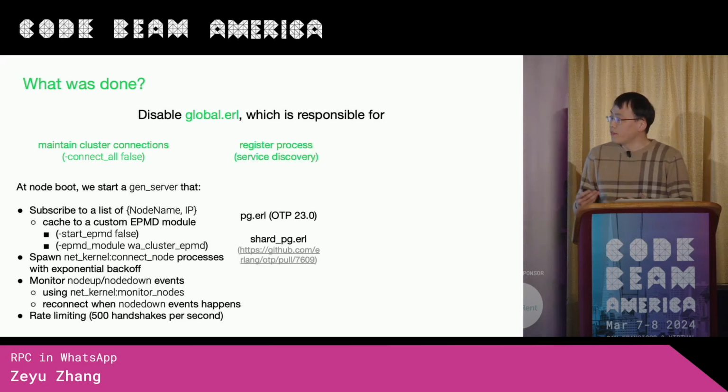So if making connections and maintaining the cluster is so simple, why is global so slow? The reason is that global also provides service discovery, so that you can register a process globally and call it from anywhere in the cluster. But in our case, we use the PG module instead, which is much cheaper, and we already upstreamed it since OTP 23. And internally, we also have a new version of the service discovery mechanism that has more features, which we will discuss later, called shard PG.